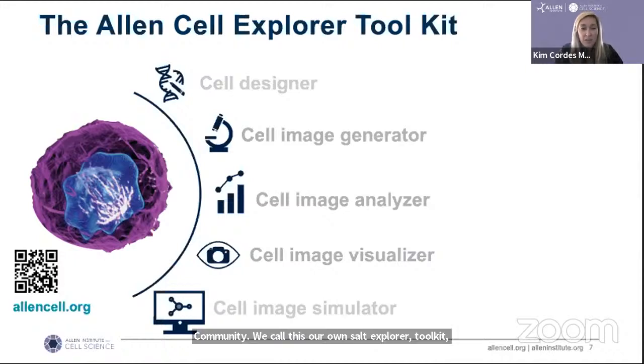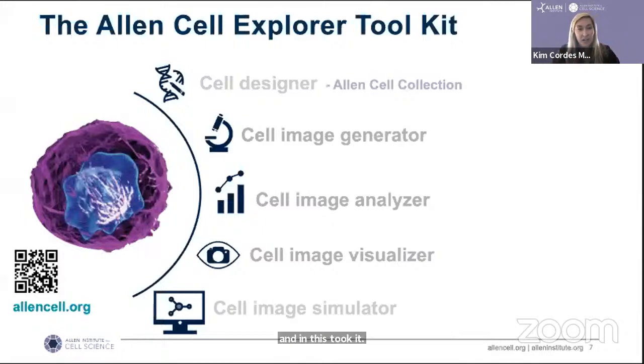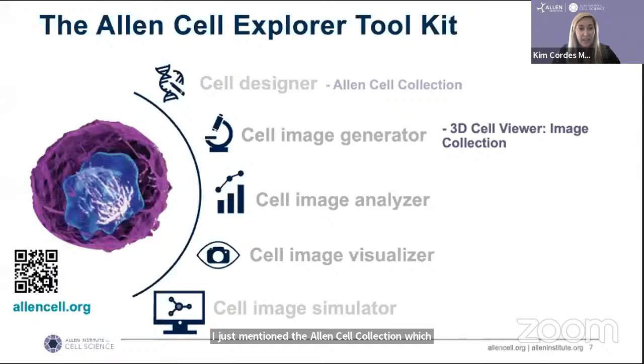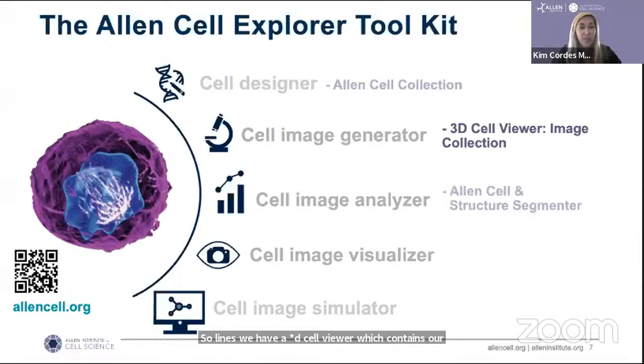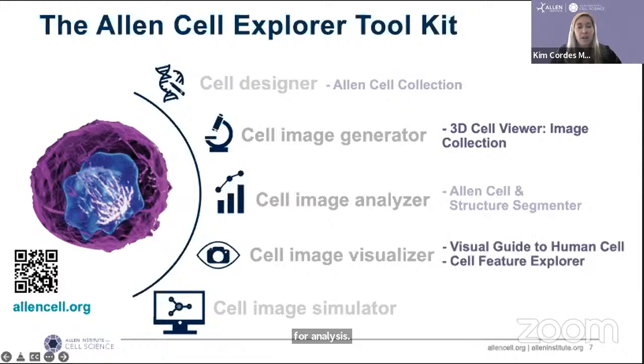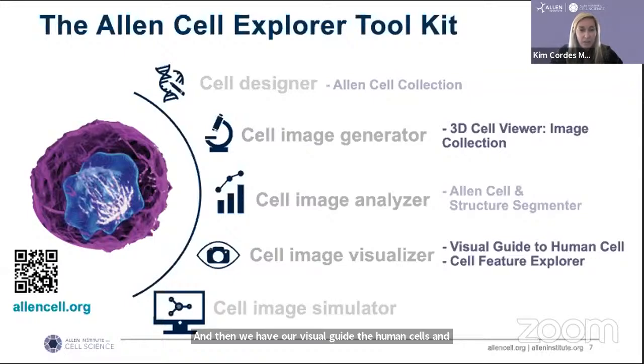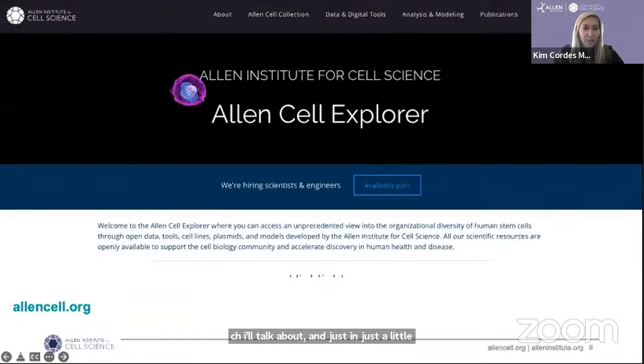And in this toolkit, I just mentioned the Allen Cell Collection, which is the collection of our 50 gene-edited cell lines. We have a 3D cell viewer, which contains our image collection of all of our 3D images. We have the Allen Cell Structure Segmenter that does the segmentation to help process and get those cells ready for analysis. And then we have our visual guide to human cells, which I'll talk about in just a little bit. And we also have our Cell Feature Explorer.